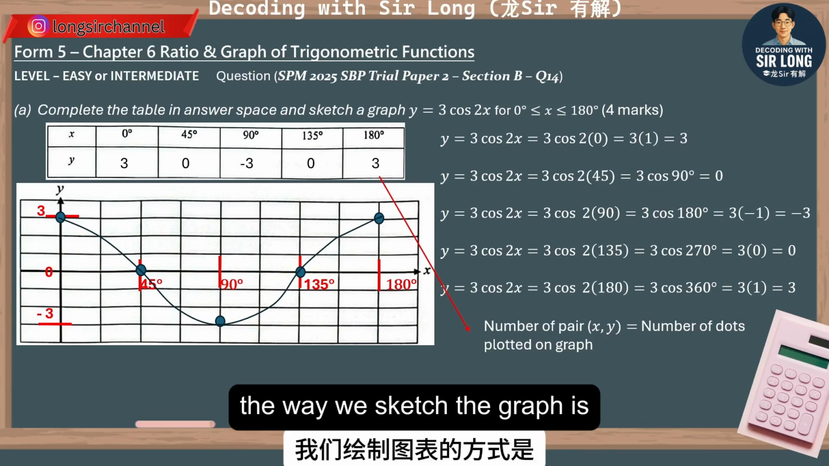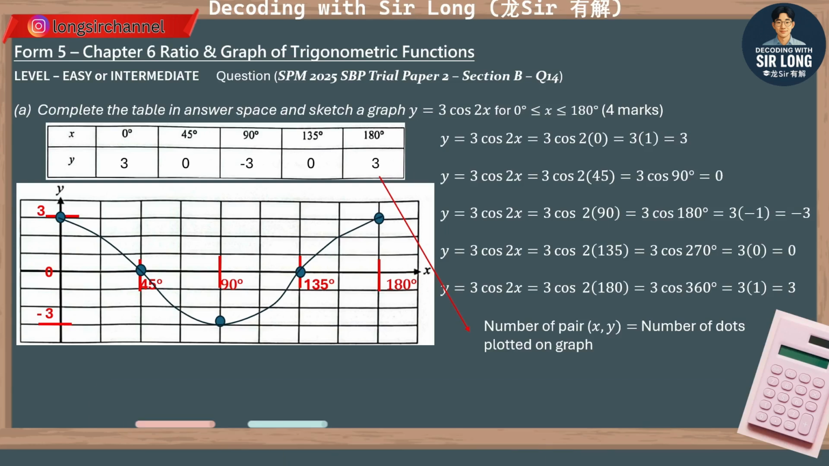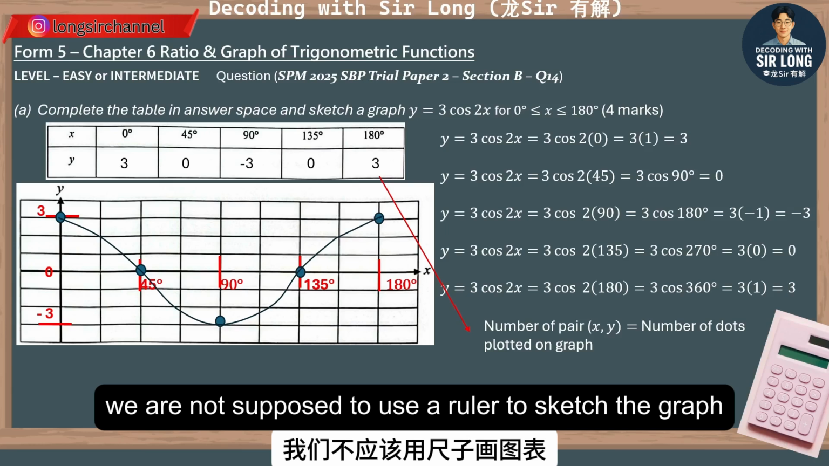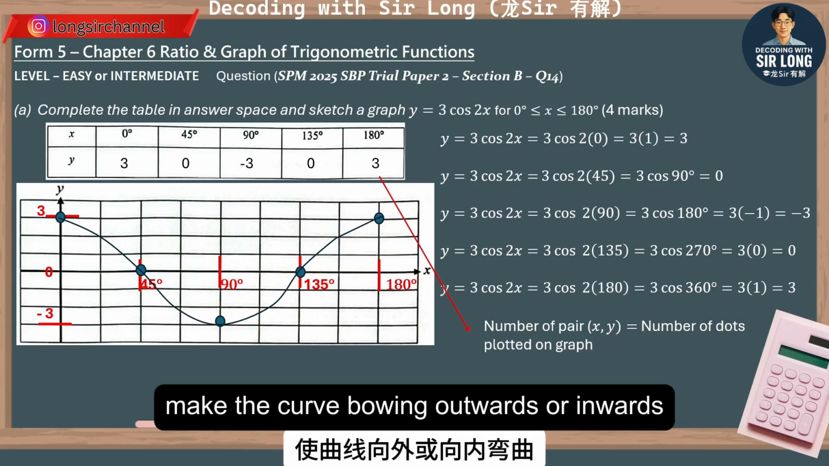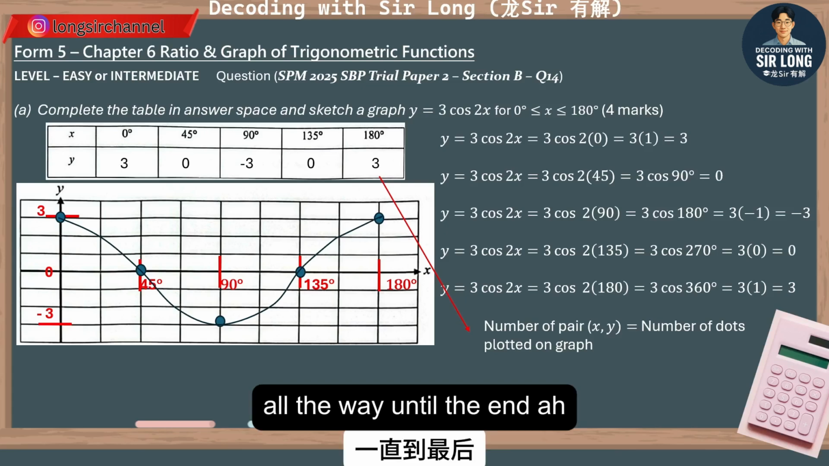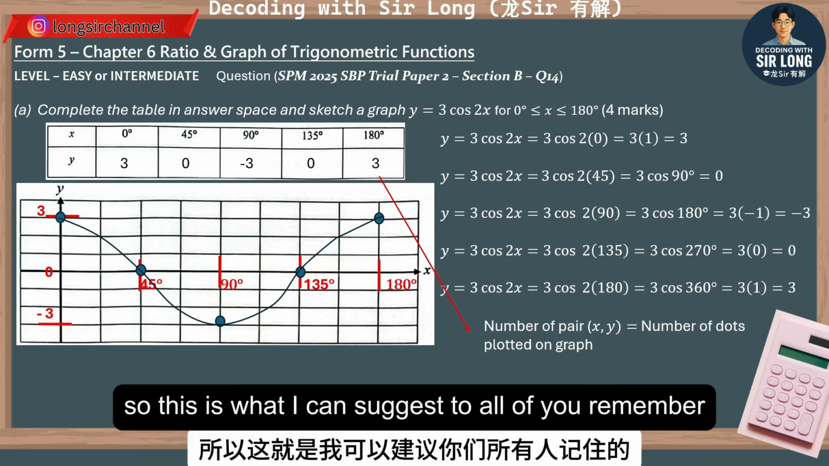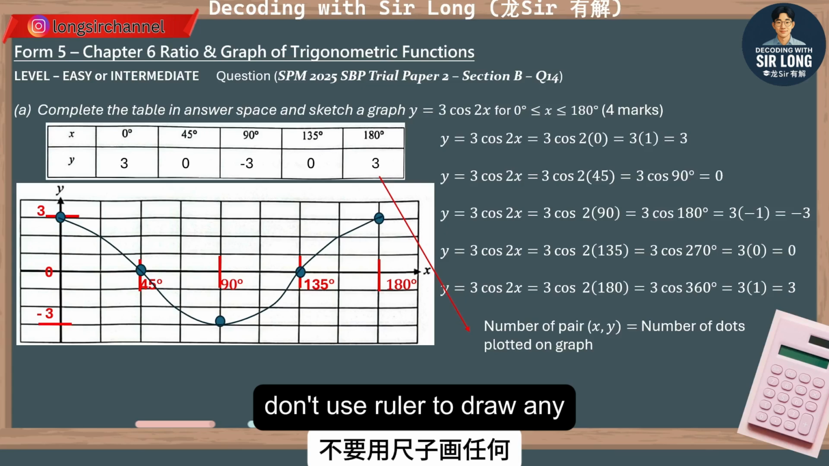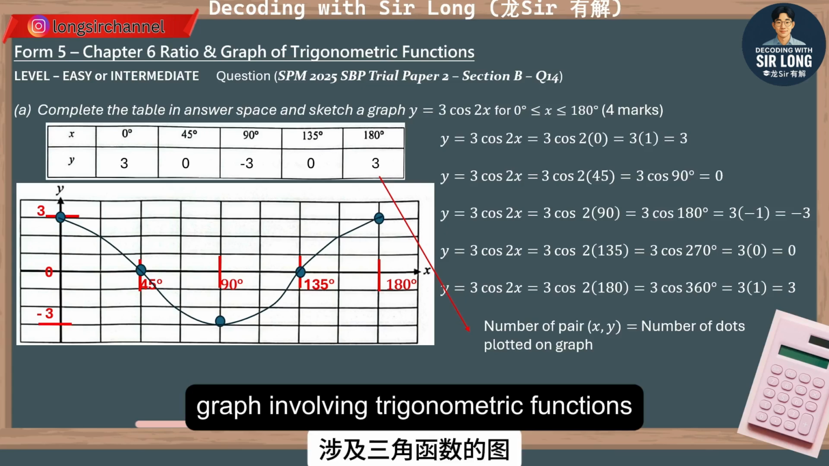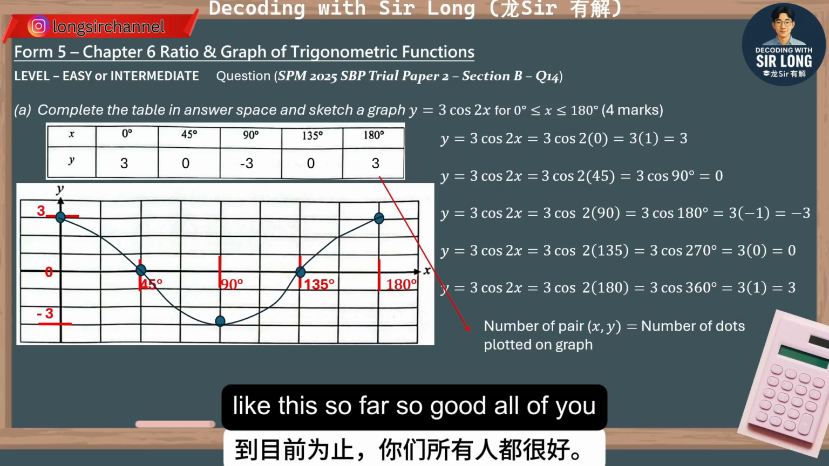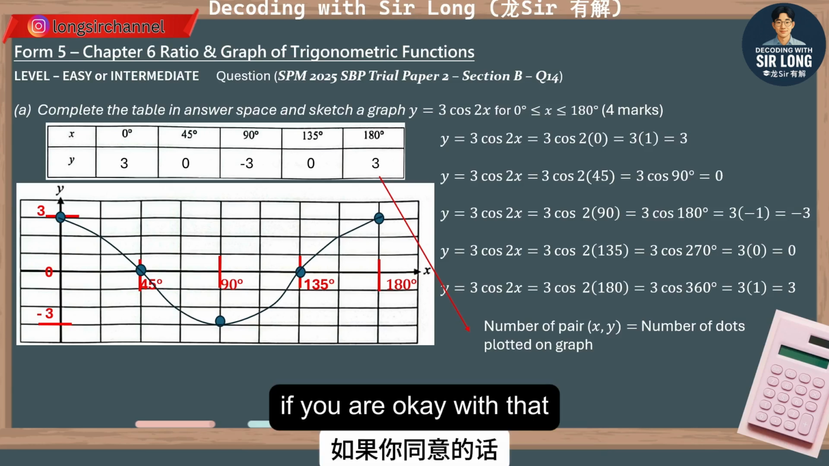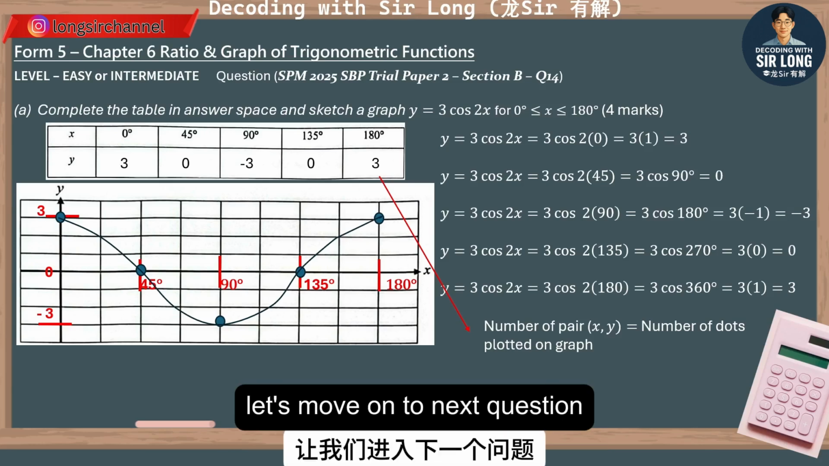Look at there, when we sketch the graph, we are not supposed to use a ruler because it's a curve instead of a straight line. You are supposed to make the curve bend outwards or inwards all the way until the end. So this is what I suggest to all of you: don't use a ruler to draw any graph involving trigonometric functions. So the whole sub-question A has been completed like this. So far so good, all of you. If you are okay with that, let's move on to the next question.